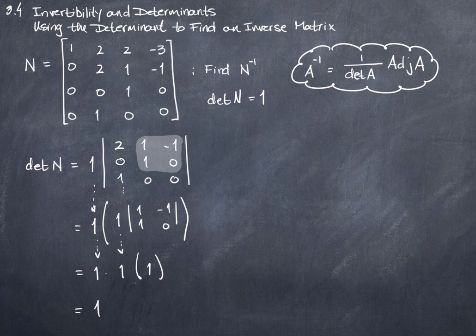Now we need to find the adjoint of A. And just as a reminder, the adjoint of A is equal to what you get when you take the cofactor matrix of A and transpose it. So the first thing we have to do is find the cofactor matrix, and then we'll transpose it, and that will give us our adjoint. So let's find the cofactor matrix. If A has 16 entries, its cofactor matrix will have 16 entries, 1 cofactor for each entry.